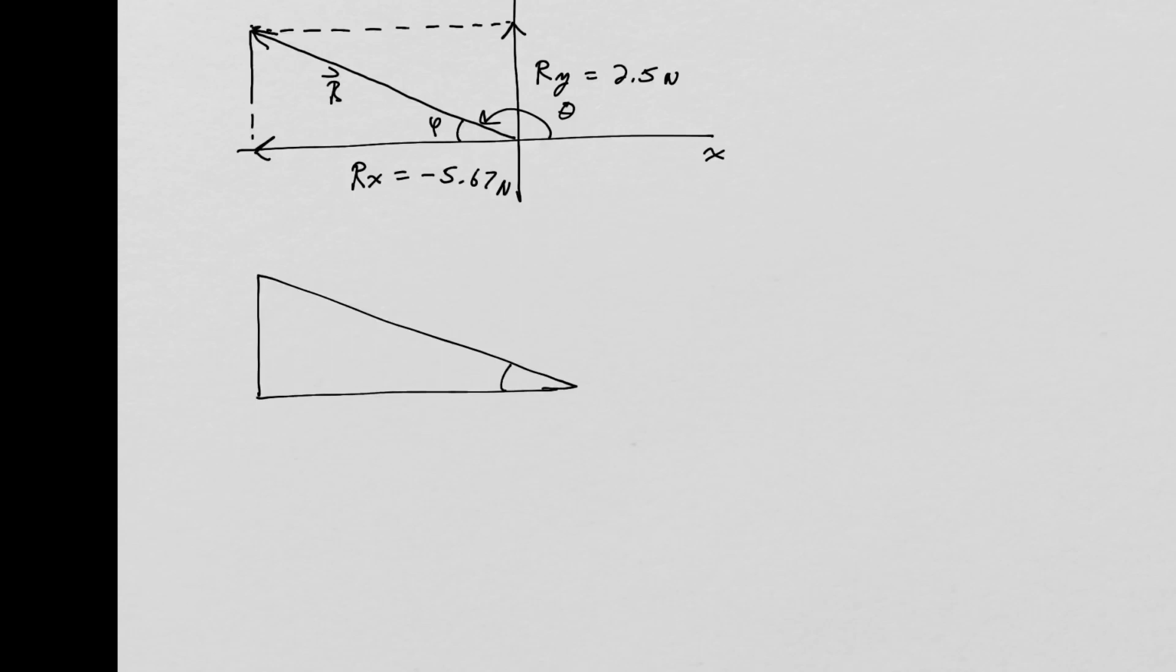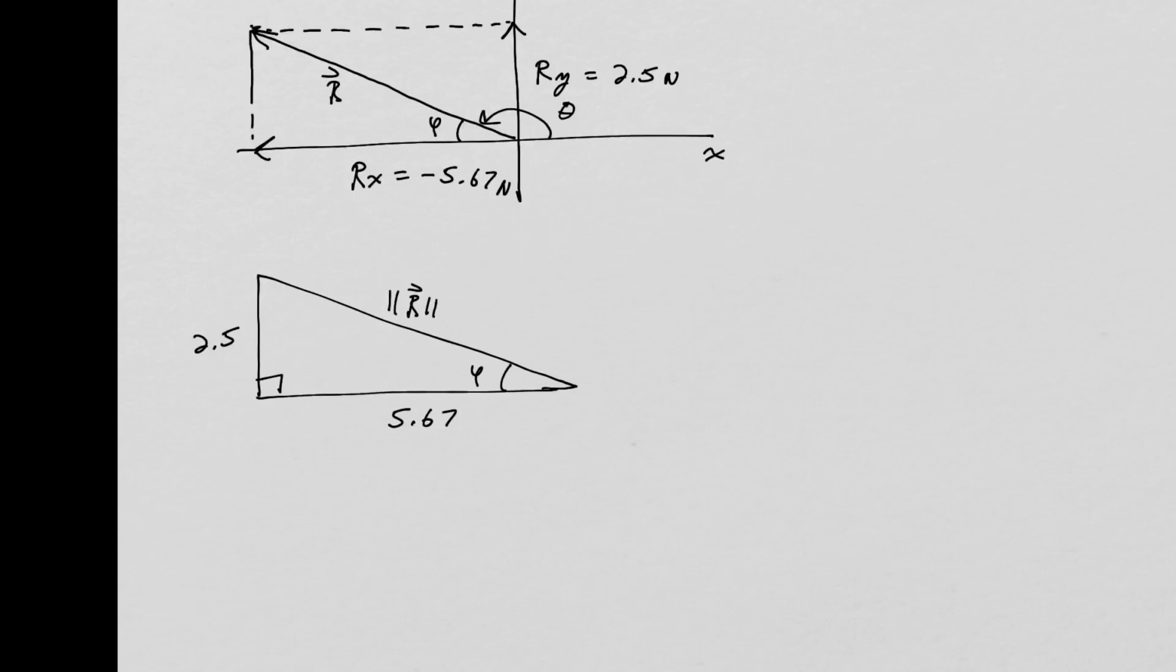So this is phi. This is what I'm looking for, the magnitude of r. I'll write it this way. And I know that the component is actually negative 5.67, but when I draw it as a triangle, it's just a positive length of a leg, so I can just call this 5.67. And this one I can call 2.5, right? This is my right triangle.